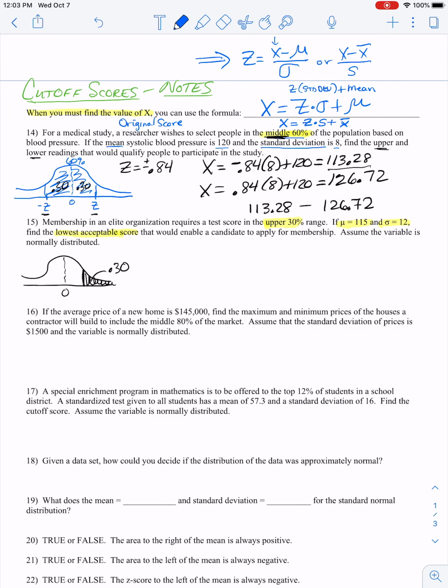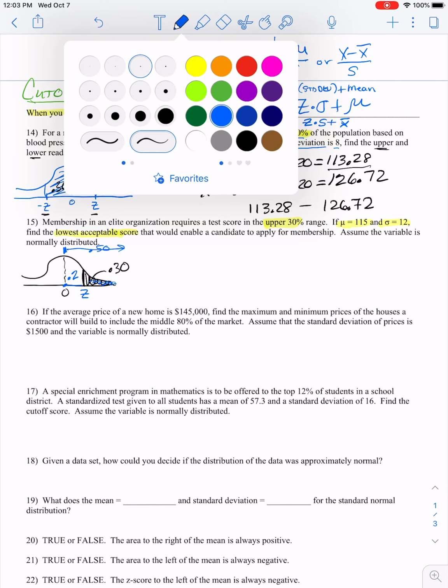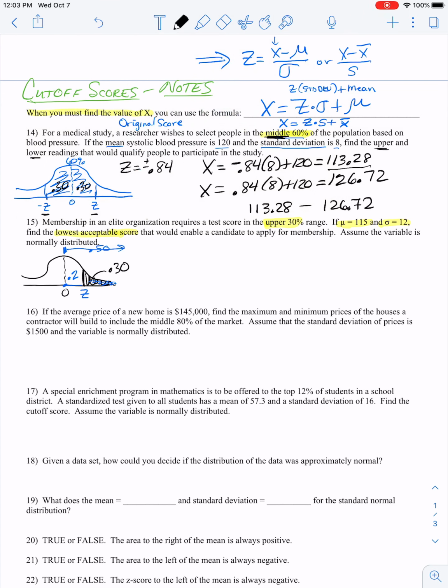So if 0.3 is out here in the tail, I need to know what the area is from 0 to z. And if you remember, from 0 to the right is always 50%. If I do 0.5 minus 0.3, I have 0.2 or 0.20. So I need to look up in my normal table, again in your packet or in the back of your book, what the corresponding z value is for 0.2. When I look, I see that to be 0.52.